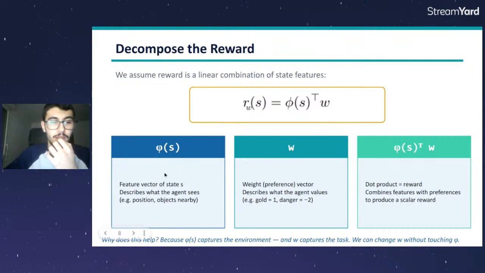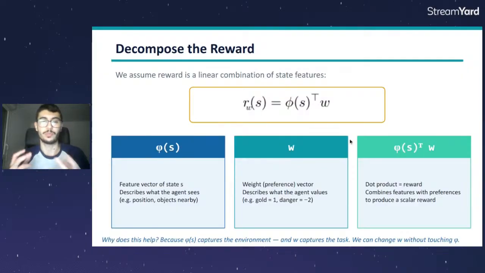Okay, so phi of S is the feature vector, and basically it describes what the agent sees. So for example, if the state is the current characteristics of the room, then phi of S is going to be the position of the robot or the objects nearby, etc. W is just a weight vector, and it can represent the preference of the task that we want to do. We can also call it a task vector. It's a vector, we have numbers in it. And by changing those numbers, we are going to change the preferences, and thus we are going to change the reward that we want to solve. And by doing the dot product, we define a scalar reward.